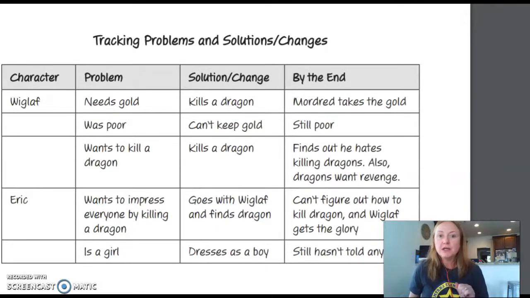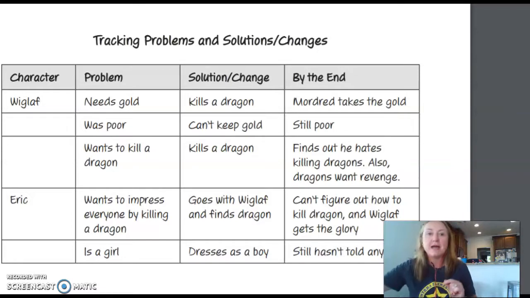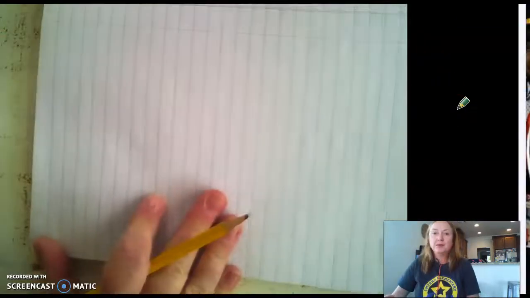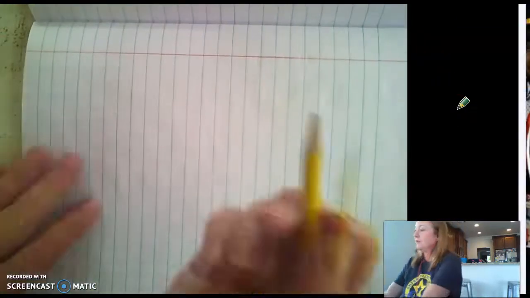So here's what I want you to do. We are going to make a chart. So please get out your paper and pencil. Now, tracking problems and solutions changes. Let's go ahead and put that as a title. I'm going to try to share this screen with you. Not cooperating. There we go. Okay, here's my paper, and I'm going to do it with you.